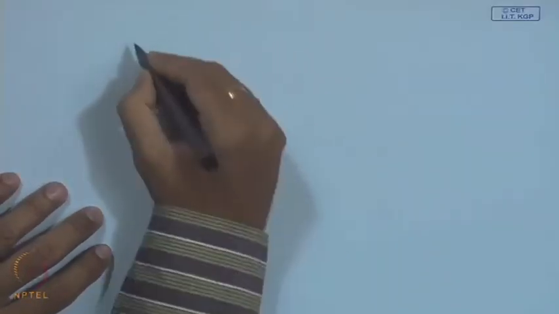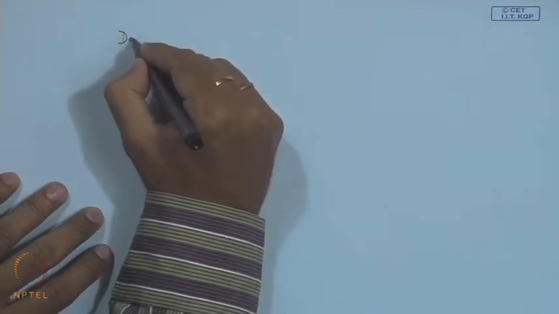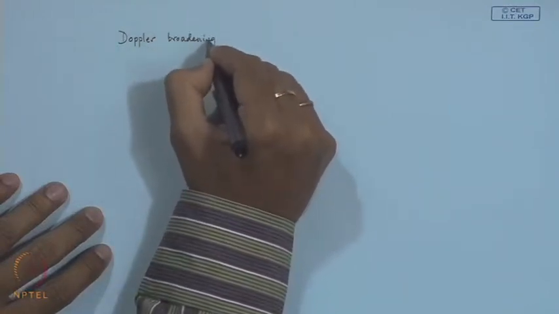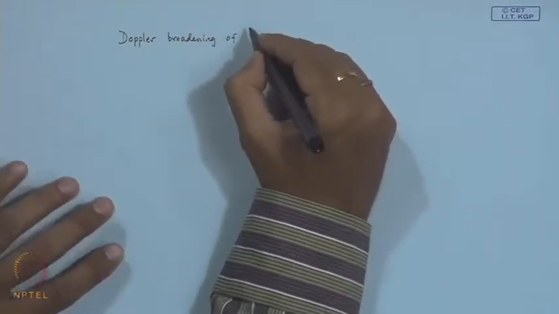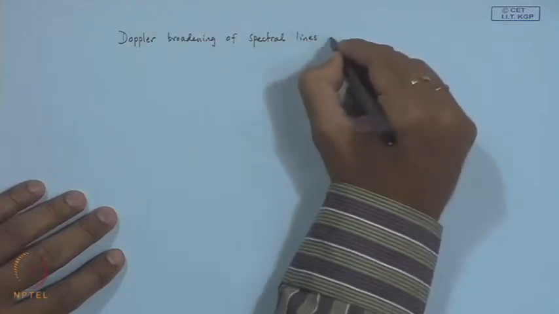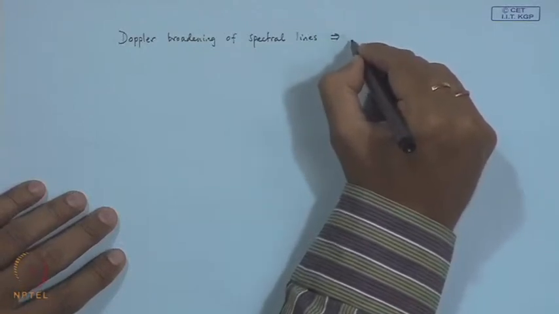So in both cases, because of this relative motion between these two, you experience a different frequency. So that is called Doppler shifting. So velocities can be measured by observing the Doppler broadening of the spectral lines. Okay, so maybe looking into the Doppler broadening of spectral lines, we can also look into these velocities.